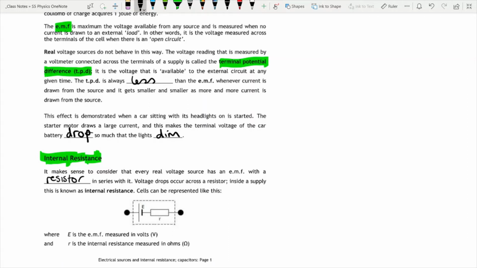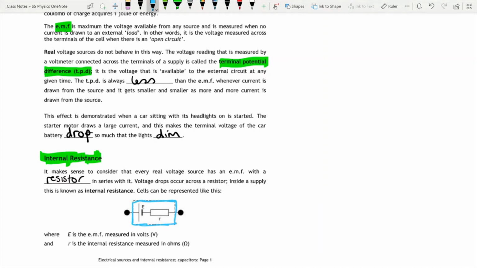In series with it. And voltage drops occur across the resistor inside a supply. This is known as internal resistance. And cells can be represented like this. So you can see here, think of the yellow cells that I have in my lab. This is the whole of the yellow cell.